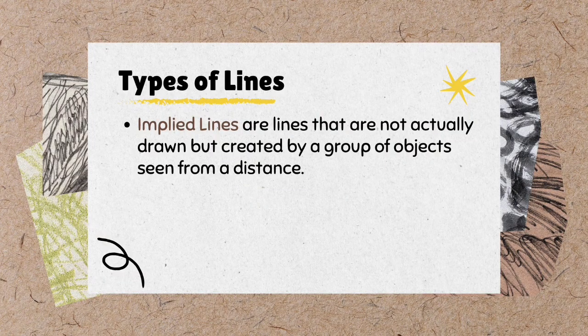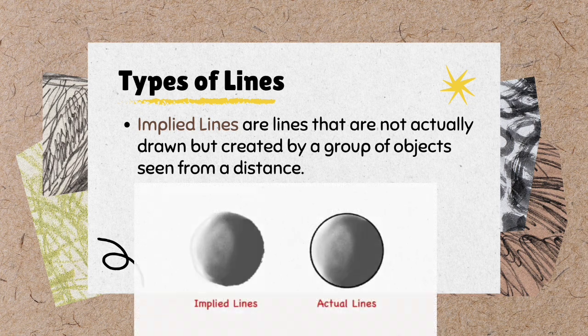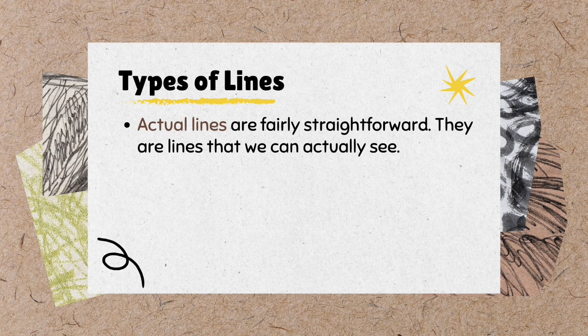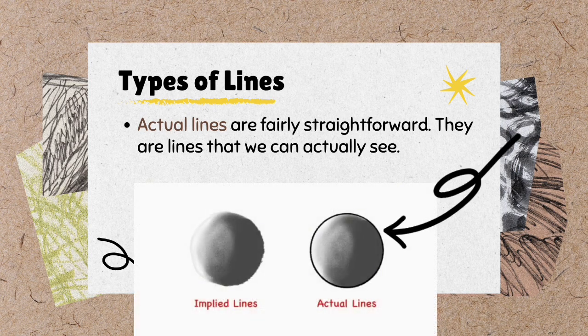First, we have implied lines. These are not actually drawn, but our eyes can still follow them. They're created by a group of objects arranged in a way that makes us see a line from a distance. For example, a row of trees or footprints in the sand can form an implied line. Next are actual lines. These are the most straightforward because they're physically there. We can clearly see them drawn or marked on a surface. Implied lines are in a similar way, but instead of being physically there, they are created by our minds.